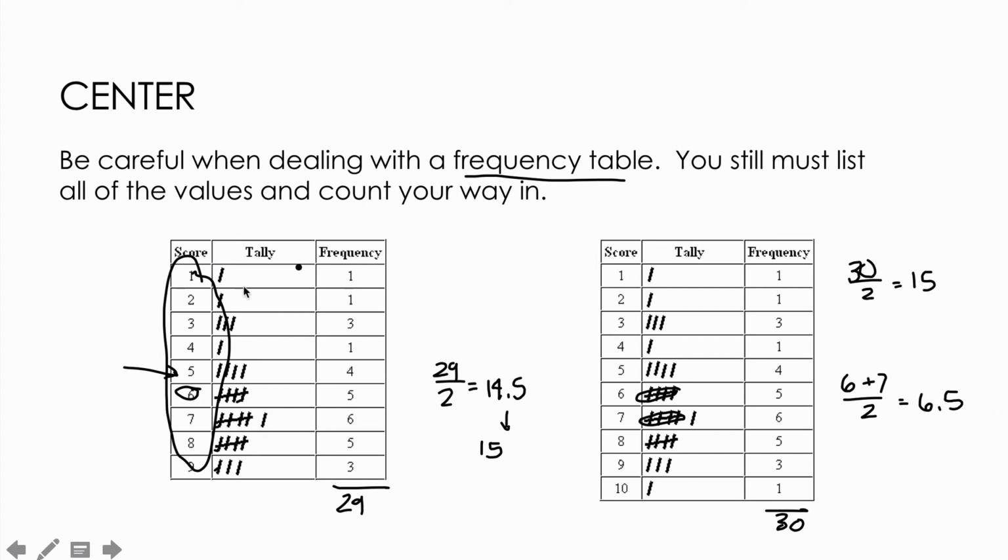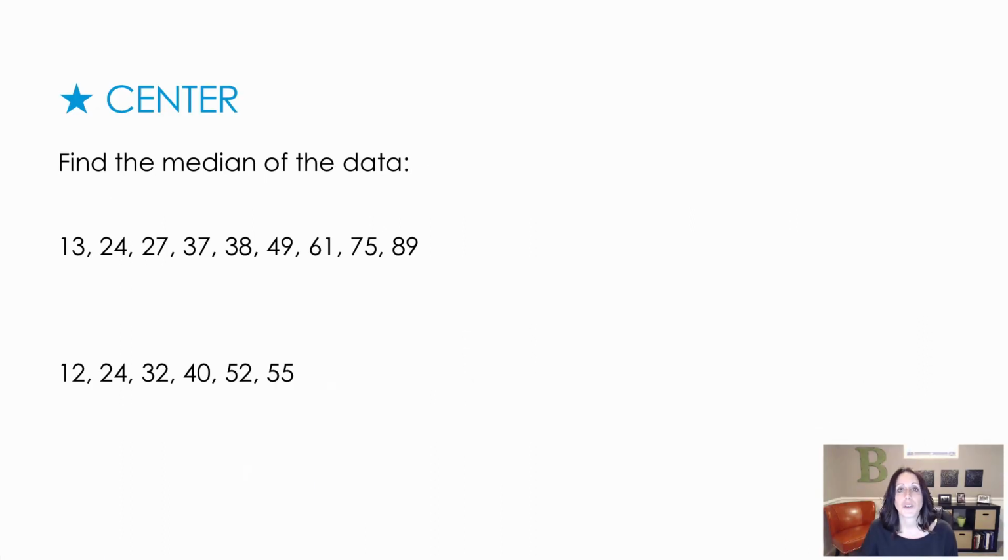So be very careful when you're dealing with a frequency table, whether you're dealing with something in Excel or a frequency table that looks like this. If there's an odd number of items, you round up and count to that numbered item from either side. If there's an even number of items, you're going to have to count in that many from each side and then average the 2 values. So I would like for you to find the median of the 2 data sets that I've given you here. So press pause, find both medians, then press play to check your work.